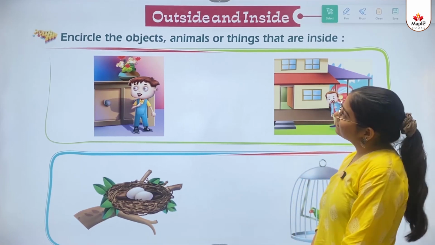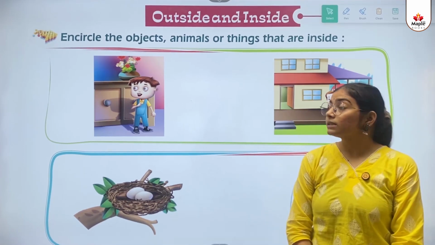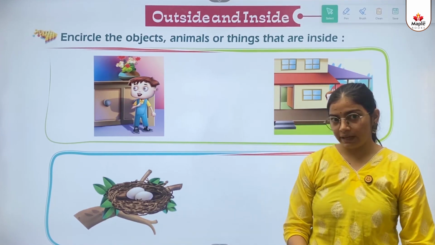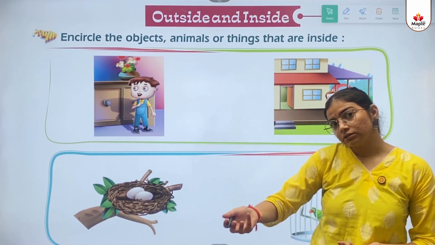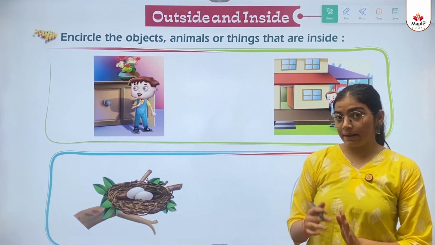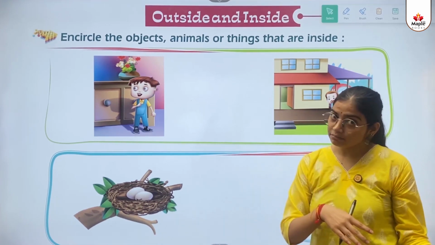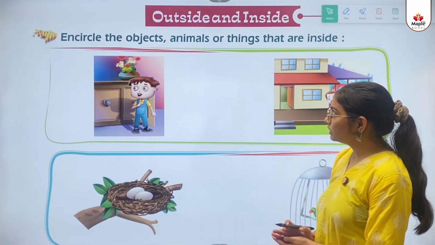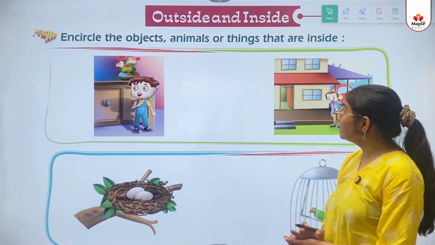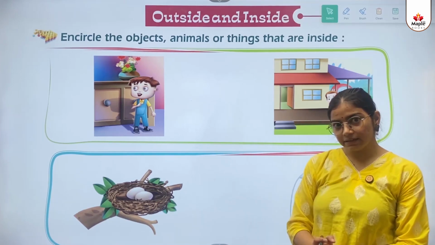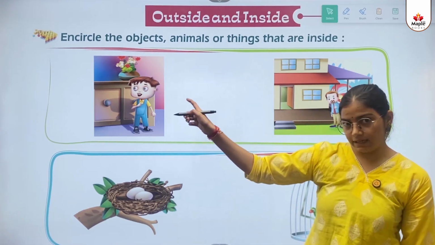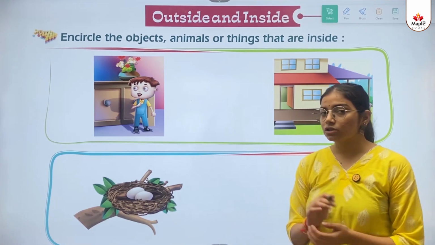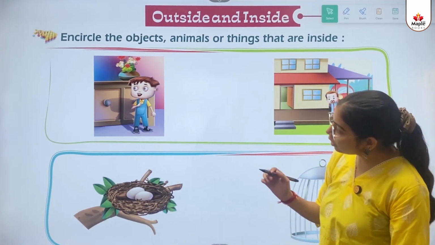Outside and inside. So, tell me kids, what does outside mean? Outside means something that is put out. And inside means something that is put in. So, in this exercise, encircle the objects, animals or things that are inside. As you can see, there is a boy who is inside his house. So, we'll circle the boy.